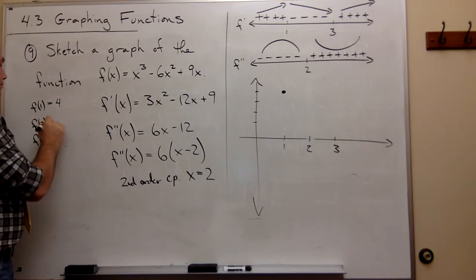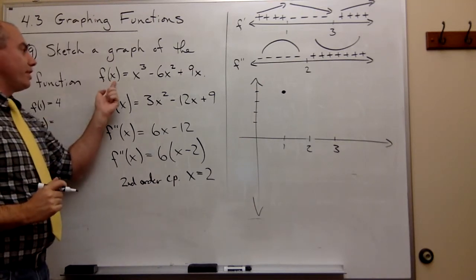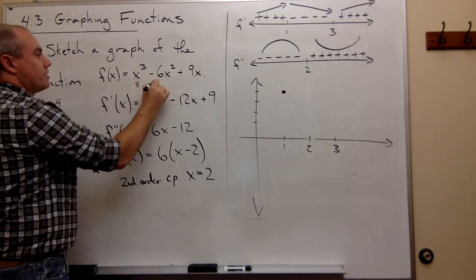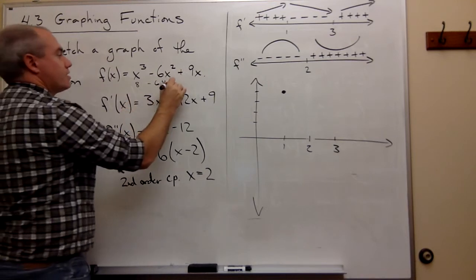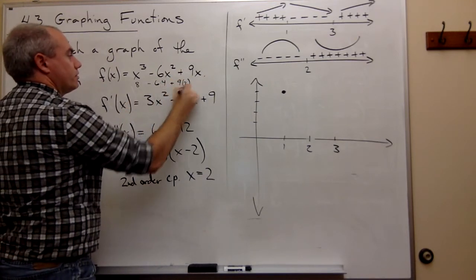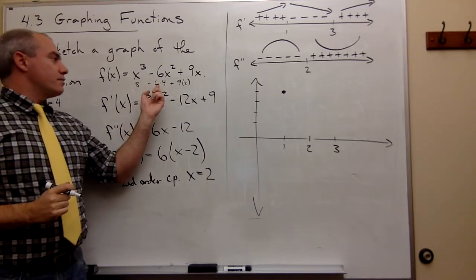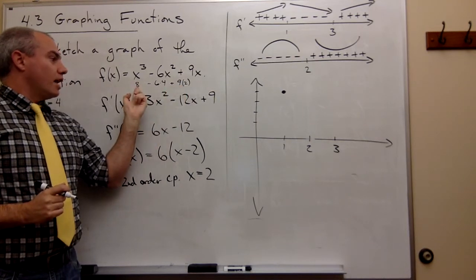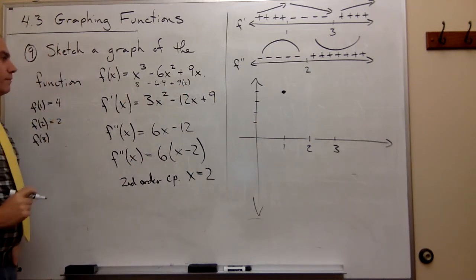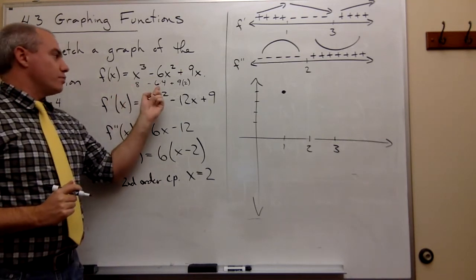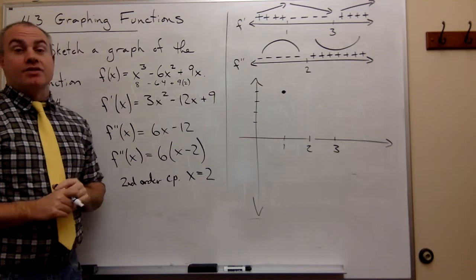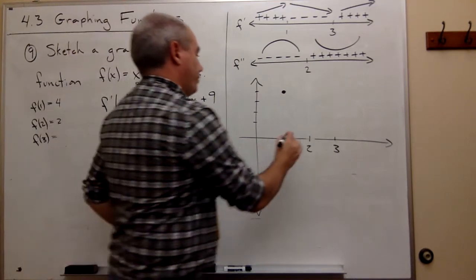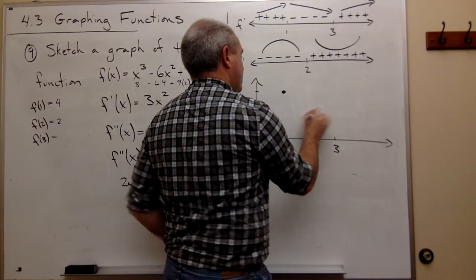What would f of 2 be? Let's see. So f of 2, plug it into the original function, I would get 8 minus 6 times 4 plus 9 times 2, right? So this is minus 24 plus 18. Okay, so 8 minus 24 is negative 16 plus 18 is 2. Right. Okay, and what about f of 3? So let's figure that out real quick. So f of 2 is 2.